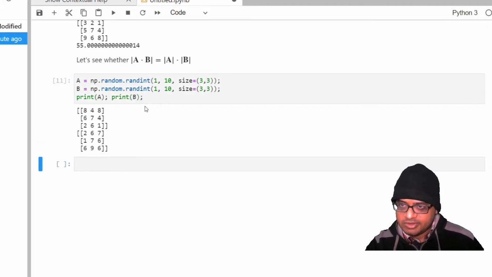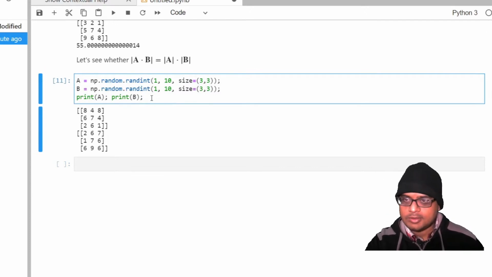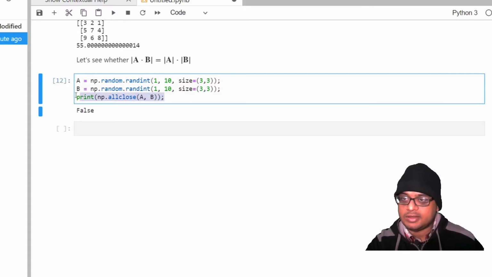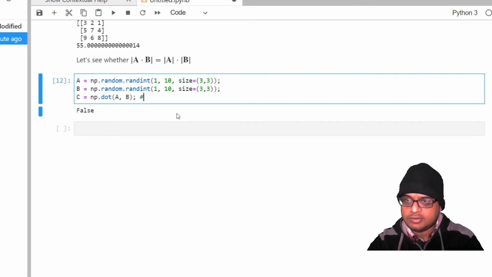A and B are obviously different, and another professional way to check whether it is different is this, which should be false, and it is false. So it means A and B are distinct. So let us do the following. Let us define C as np.dot(A, B). So this is a way to do matrix multiplication.